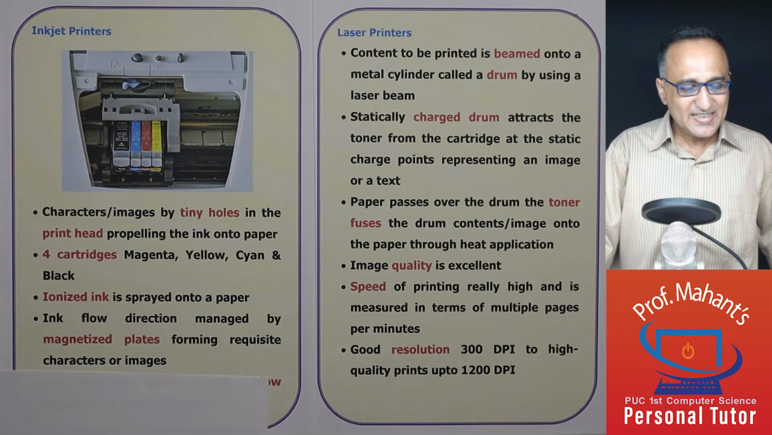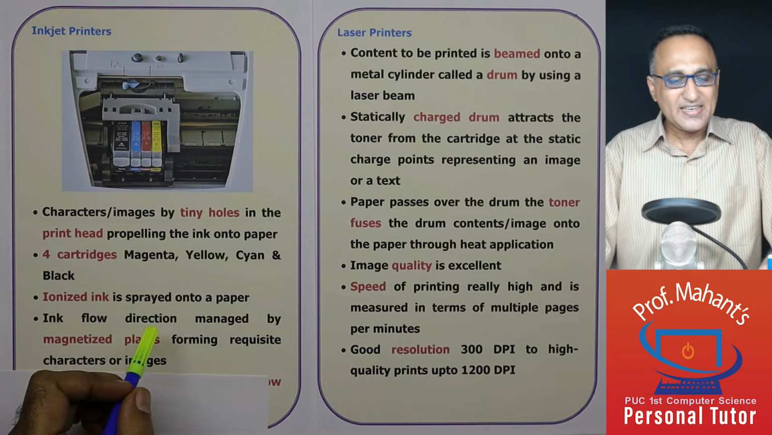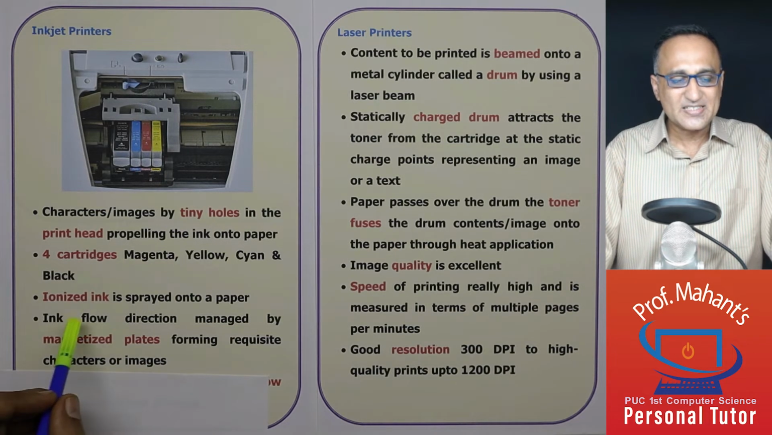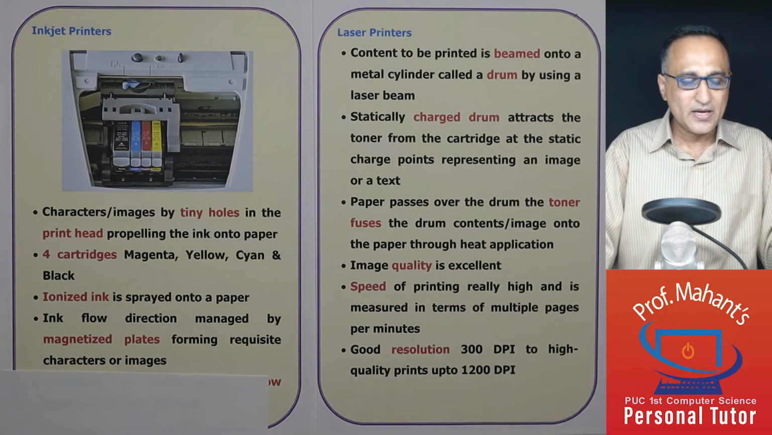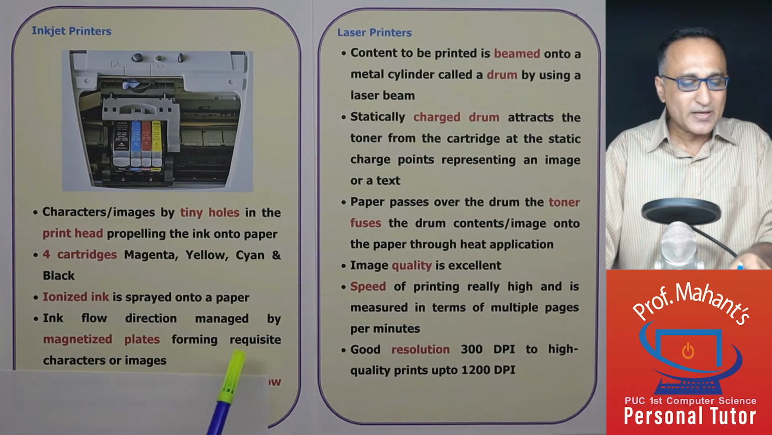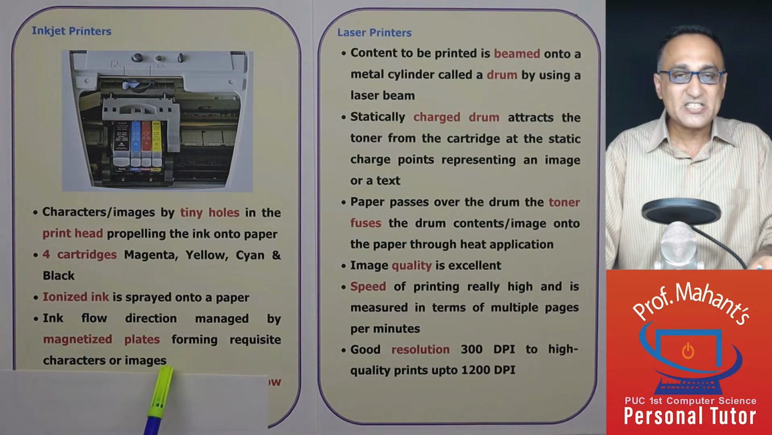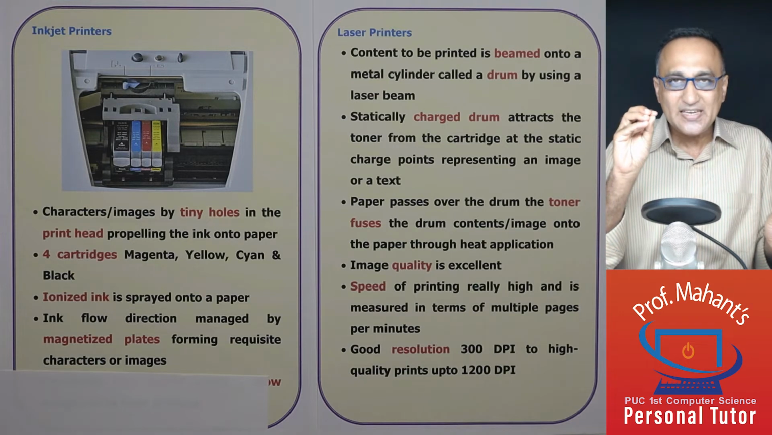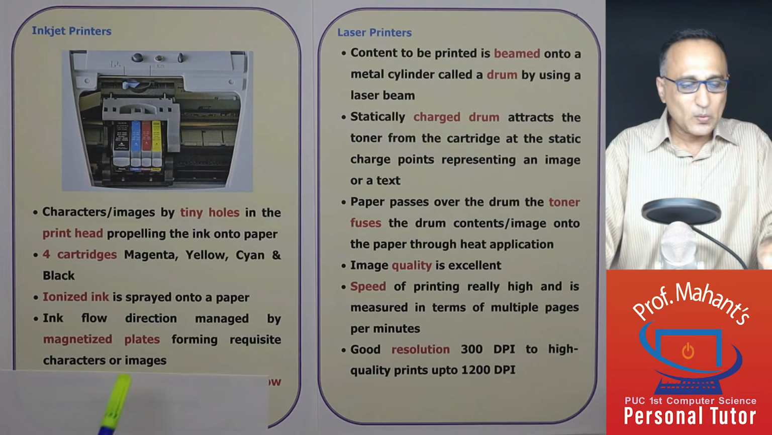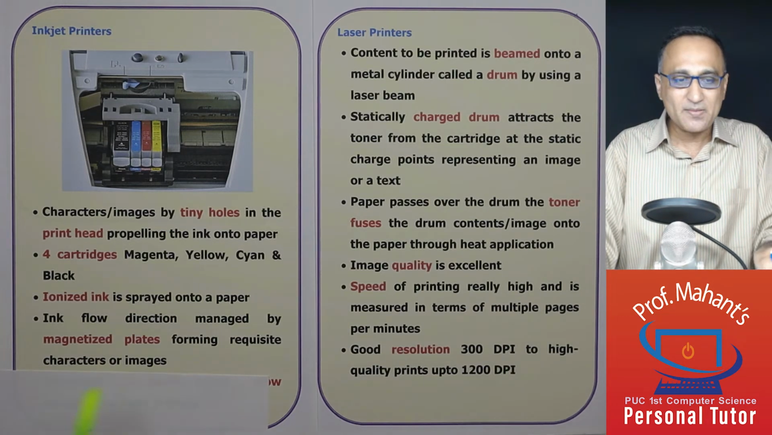Since the ink is ionized, it sticks to the paper as the paper moves across the printhead. The flow or direction of the ink is managed by magnetized plates, which help create the requisite characters. So the ink is being sprayed, and using these magnetized plates, the required characters or images are formed on the paper.